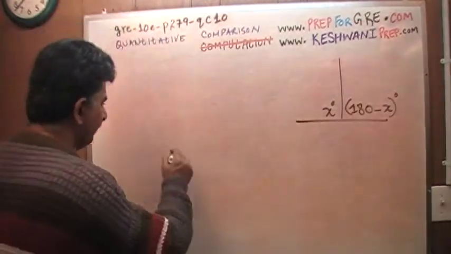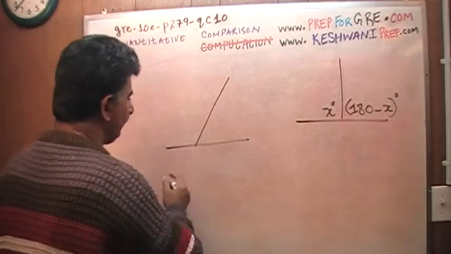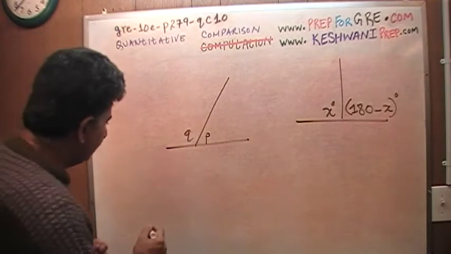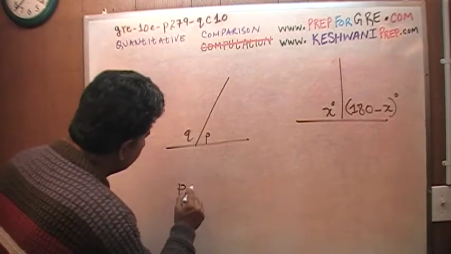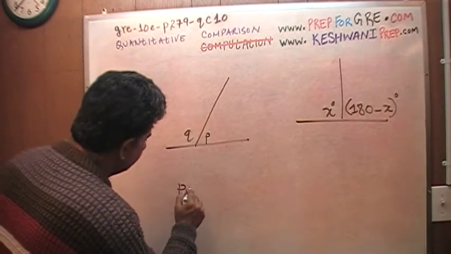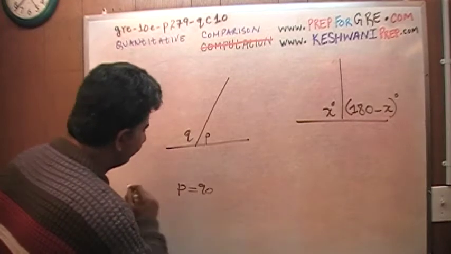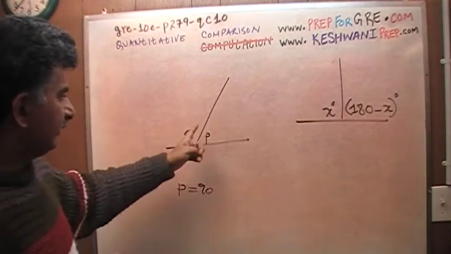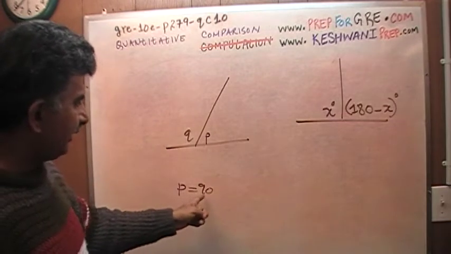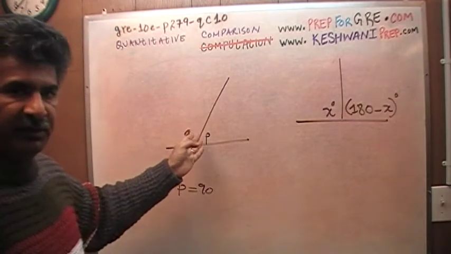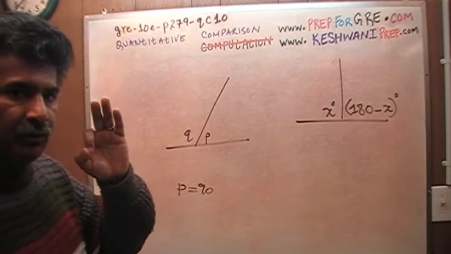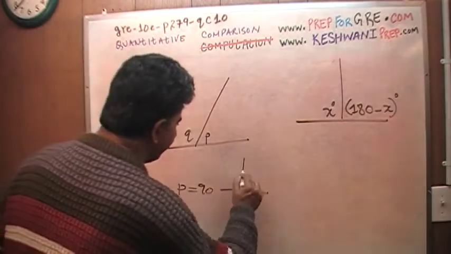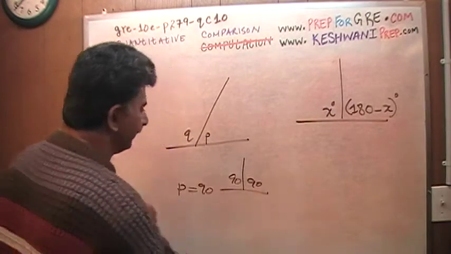For example, if I give you something like this, angle P and angle Q, and then I tell you that P is 90, then even though the picture does not look like it, since I'm telling you at the bottom here that P is 90, that means even though the picture is not drawn like that, you have to understand that the real picture, if I were to draw it, it will look like this. P is 90 and therefore Q is 90.